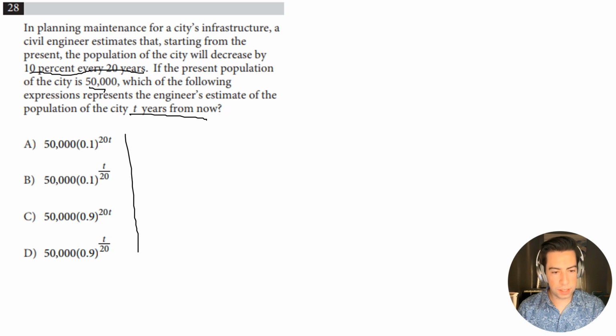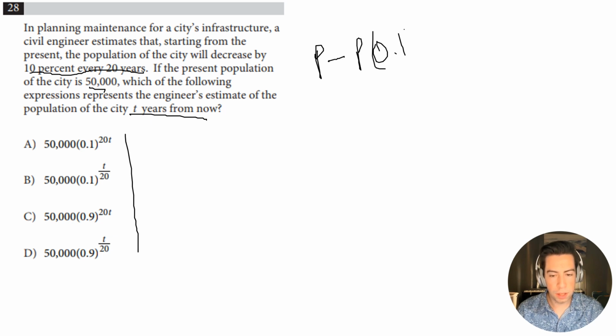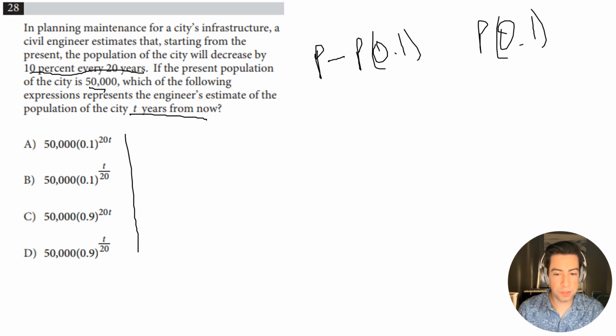So it says that the population of the city will decrease by 10% every 20 years. So when we say decrease by 10%, that's basically the same thing as saying I'm going to take my population, and then subtract off my population multiplied by 10%, okay? So if I just did p times 0.1, this would be the equivalent of saying that my population is going to decrease by 90%. So this is not the right value.